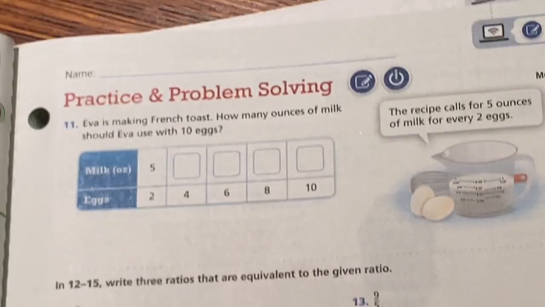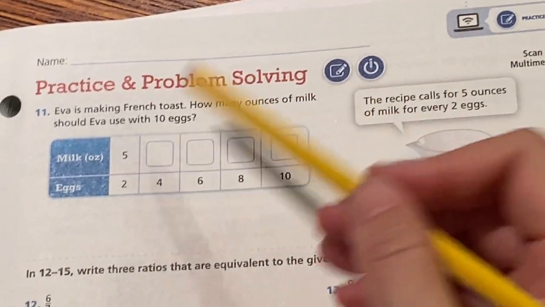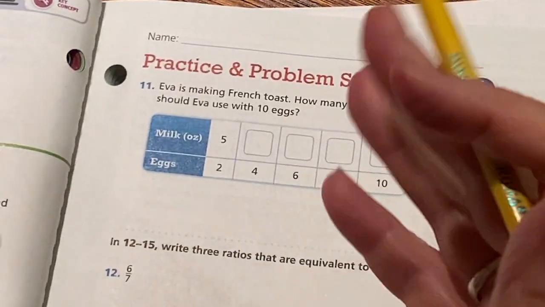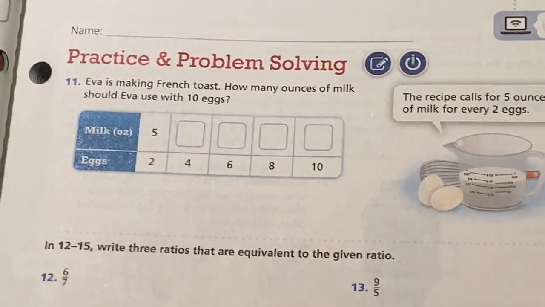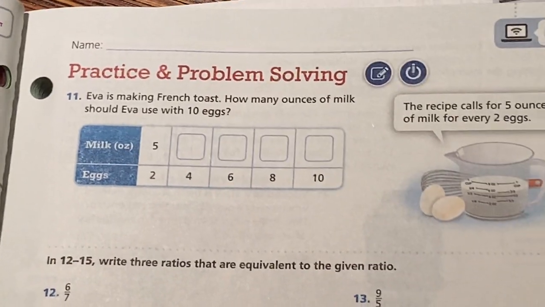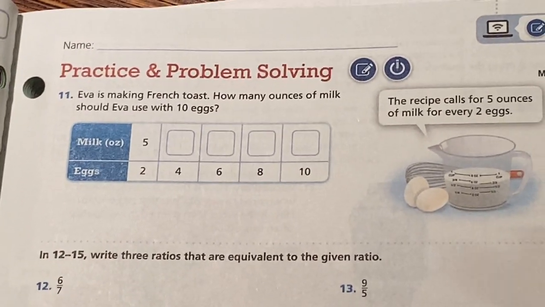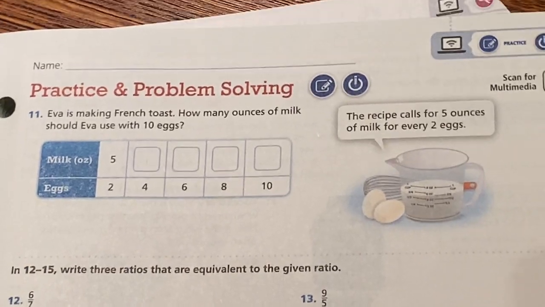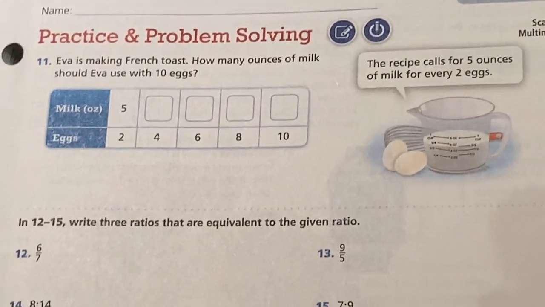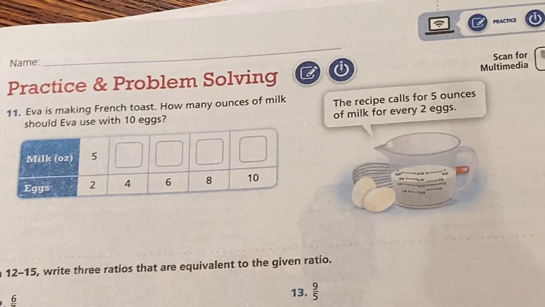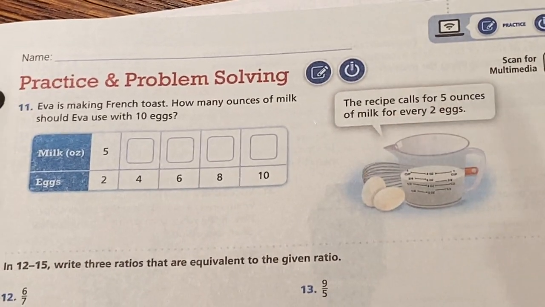Practice and problem solving. Eva is making French toast. Thank you, Eva, for doing a perfectly normal thing. I'm not worried about Eva. She's not collecting toothpicks and making floor mats out of them or anything weird like that. It's nice to see a kid in a word problem doing something normal.